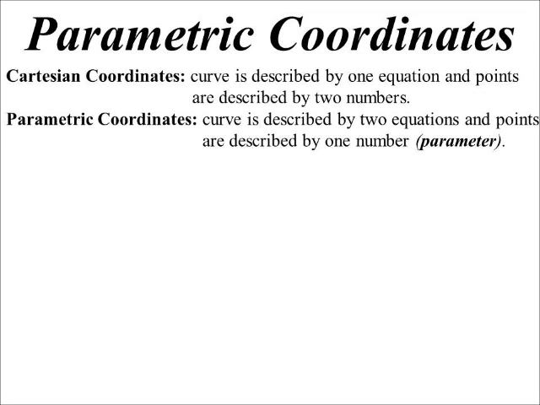Parametric coordinates is kind of like the reverse of that. We can describe the curve by two equations, so we have one equation for the x value and one equation for the y value. And then the actual point is described by one number, and we can sub that into each of the equations to get the coordinates. That one number is what we call the parameter.